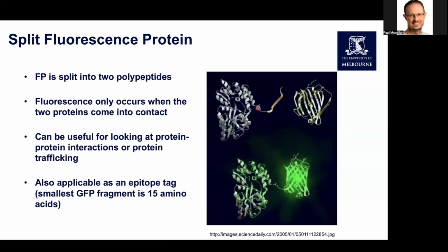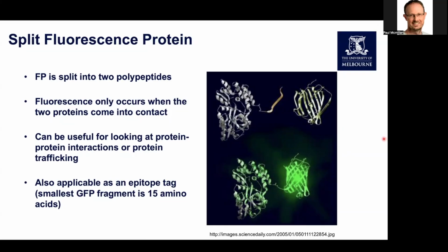Now we know that the fluorescent protein wants to form a beta barrel, which is formed by lots of different beta sheets. In this split fluorescent protein, we have our protein of interest here on the left. That is tagged to one of the beta sheets from the fluorescent protein. We will only get fluorescence when these two come into contact: your protein of interest with the single beta sheet, along with what we call the split fluorescent protein molecule. Once they interact, then you'll get fluorescence.